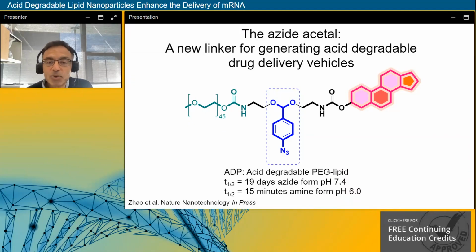We've made a lot of molecules with this linker. The one I'm going to talk about for the next few slides is a molecule shown on this slide that has cholesterol on one end. That's the reddish or pink structure. And then PEG chain on the left side. That's the green structure.